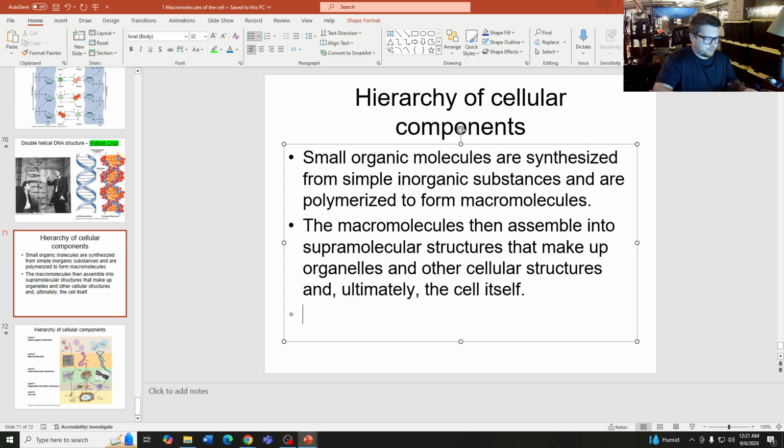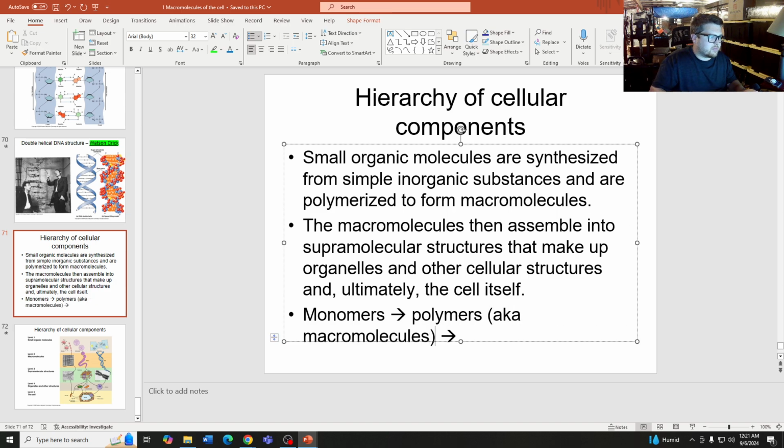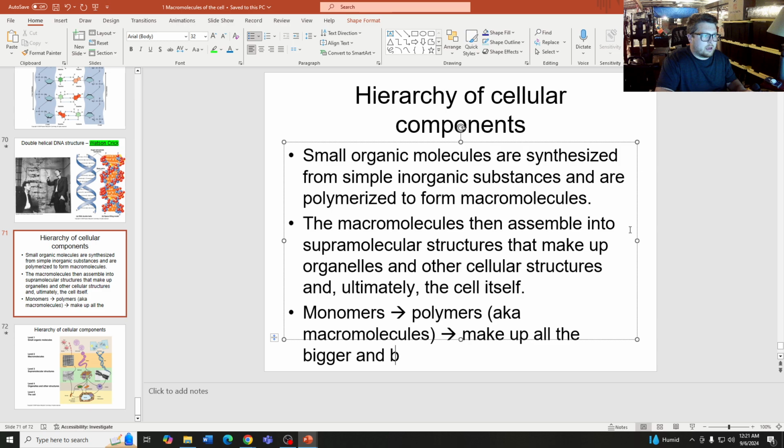Basically, monomers go to polymers, polymers join together, polymers, aka macromolecules. And then polymers join together and make up all the bigger and bigger structures.